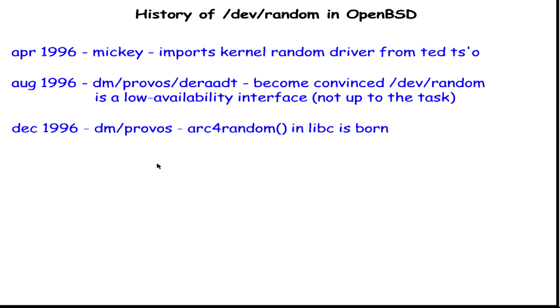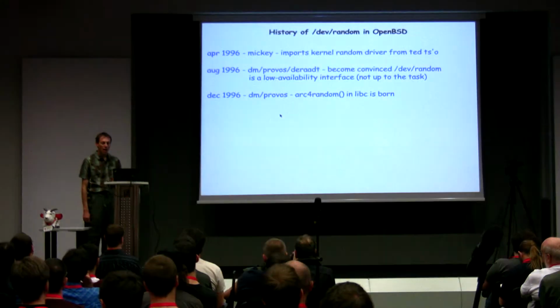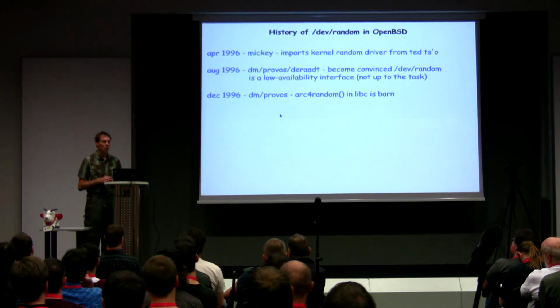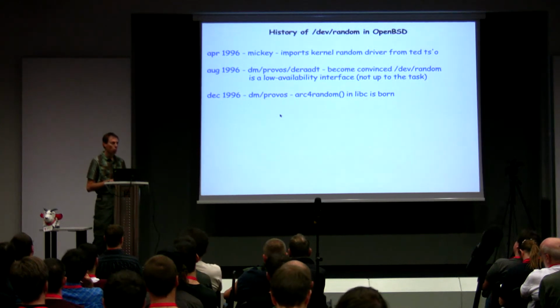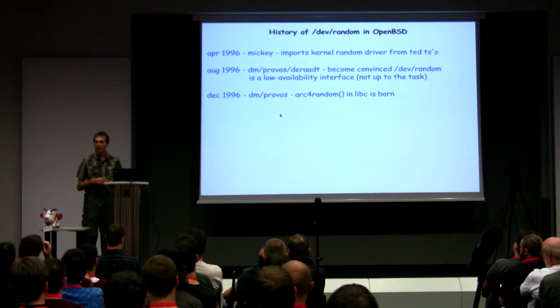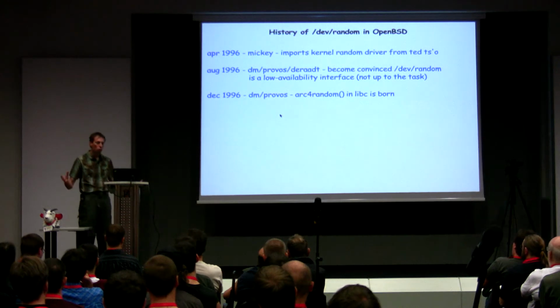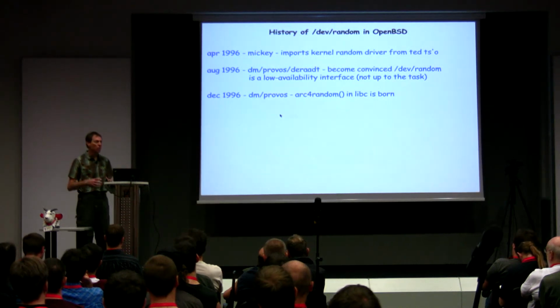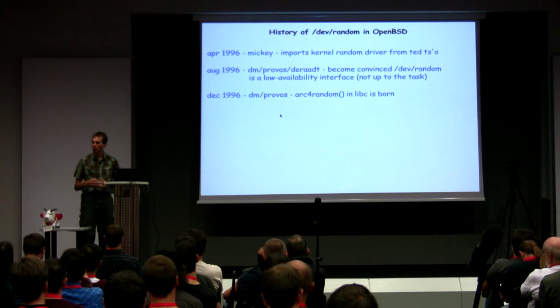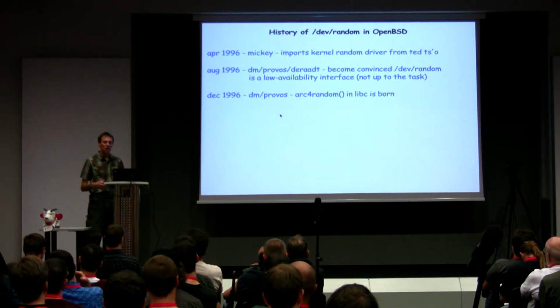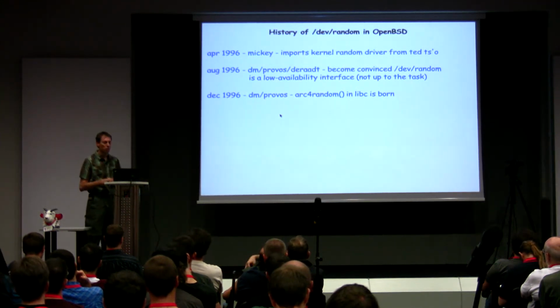I'm going to talk about the history of how this happened. We notice this goes back to 1996, a long, long time ago. Around that time, Ted Ts'o at MIT dual licensed the random device driver code that he wrote for Linux almost from the start. And so Mickey was able to import this into our kernel and slightly rebuild an entropy collection framework for interrupts in the BSD style to feed the entire device driver.